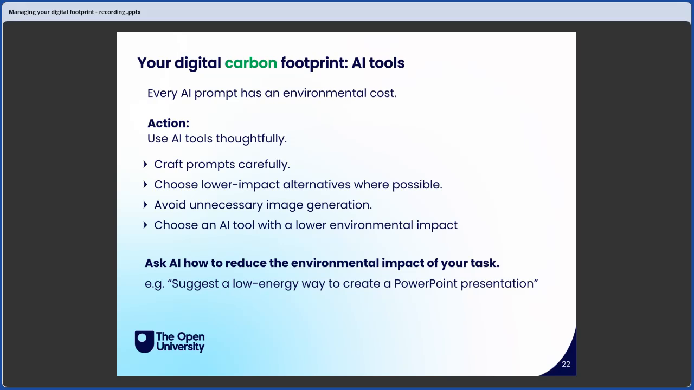Choose lower impact alternatives where possible. For example, a standard web search uses less energy than an AI tool. Image generation is particularly energy intensive. So before creating an AI generated image, please check to see if a suitable image already exists in one of the library's image databases. If you do decide an AI generated image is necessary, avoid tweaking your image multiple times, as this multiplies the environmental cost.